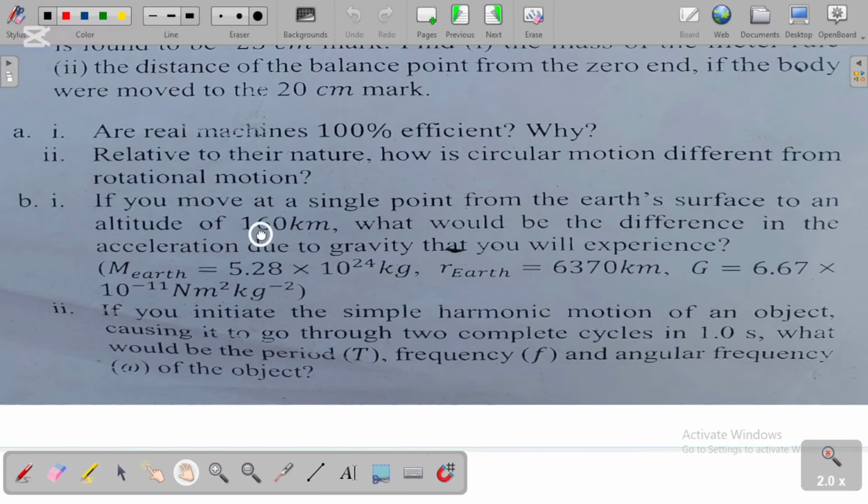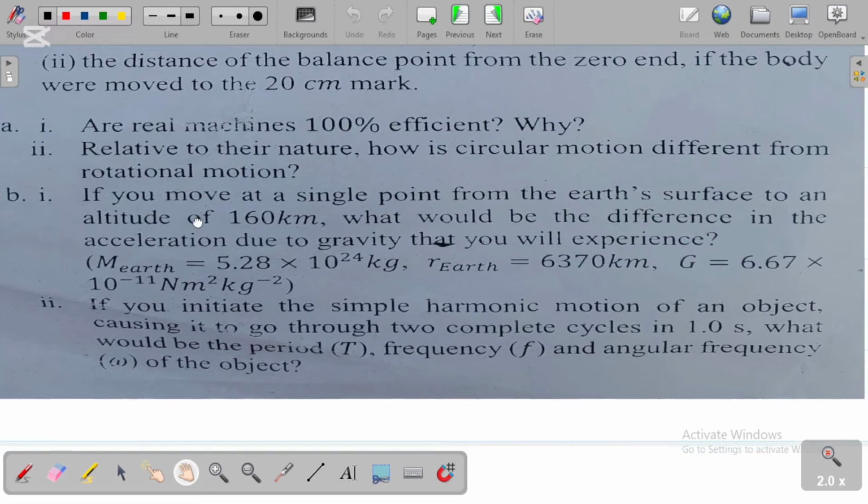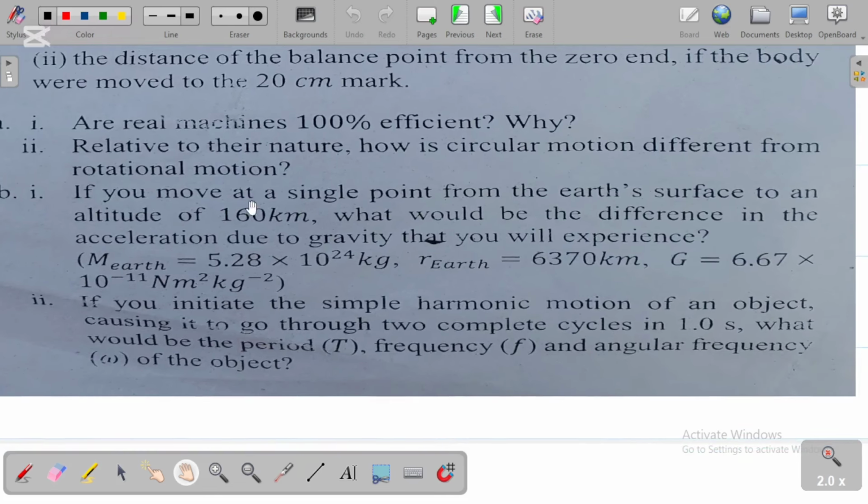Alright, so let's look at the next question. That's 3BI. If you move at a single point from the Earth's surface to an altitude of 160 km, what would be the difference in the acceleration due to gravity that will be experienced? The mass of the Earth, mth, is equal to 5.28 times 10 raised to the power 24 kg.